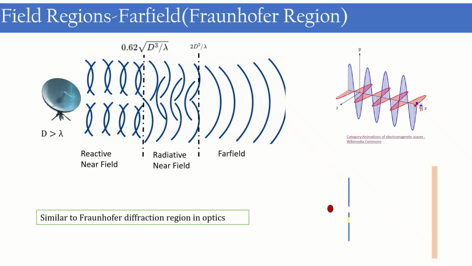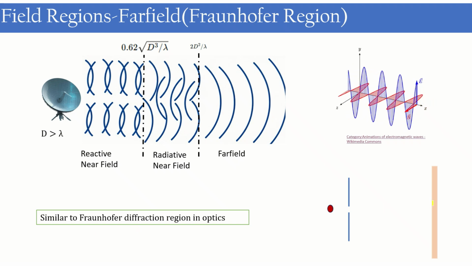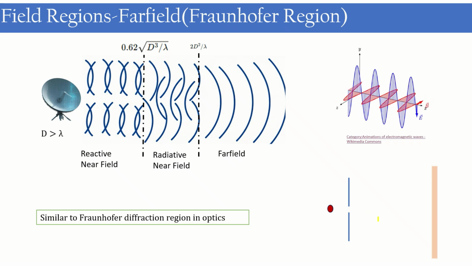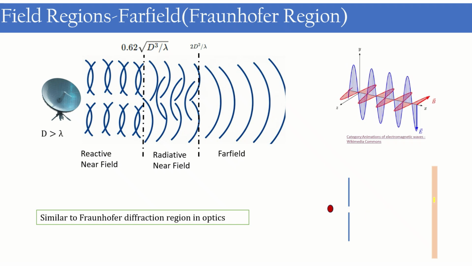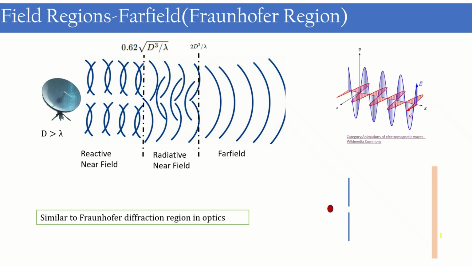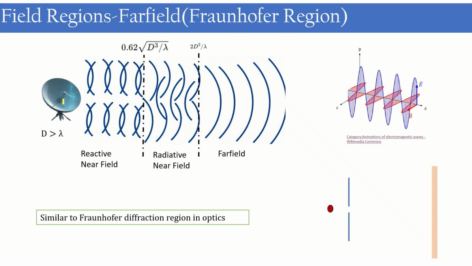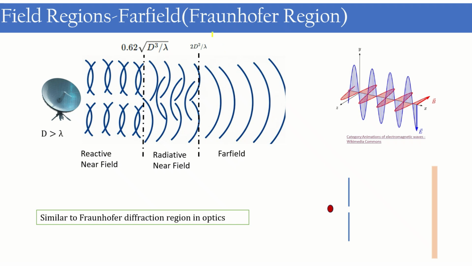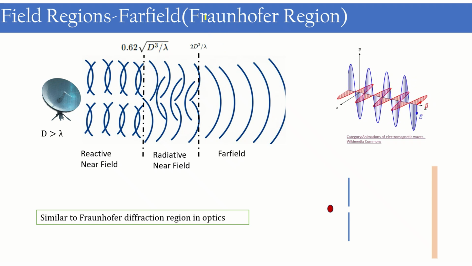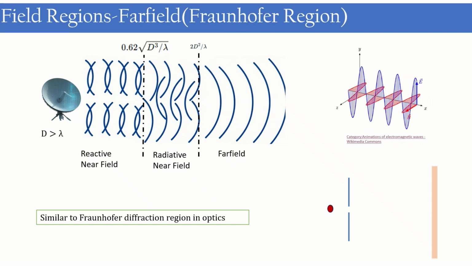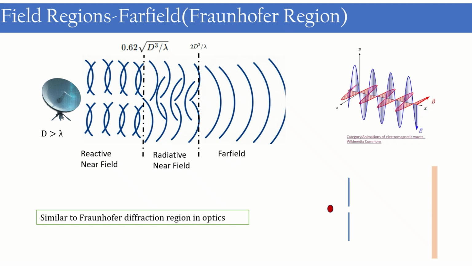If we have the source and the observation point, in the case of optics diffraction, if both the source and the observation points are at a very large distance, we will get uniform diffraction fields. Similar to that, here our antenna and the observation points are at larger distances. We call it the Fraunhofer region. This name comes from the comparison with optics. So I hope you get some idea about why these are known as the Fresnel and Fraunhofer regions.